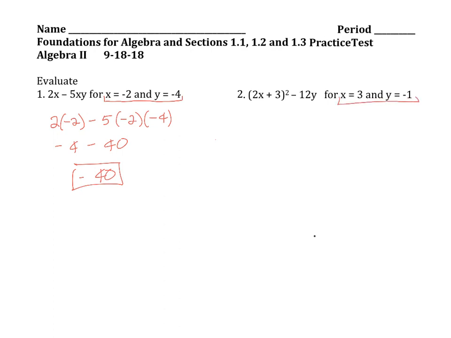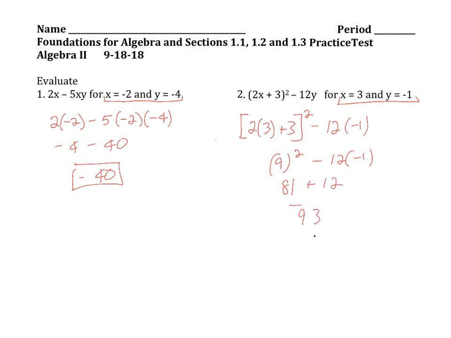This time x is 3, y is -1. We're going to put them in here. 2 times x, which is 3, plus 3 squared minus 12 times -1. Okay, so 2 times 3 is 6, plus 3 is 9. We simplified the parentheses, so we're getting 9 squared minus 12 times -1. 9 squared is 81. -12 times -1 is +12, and 81 plus 12 is 93.